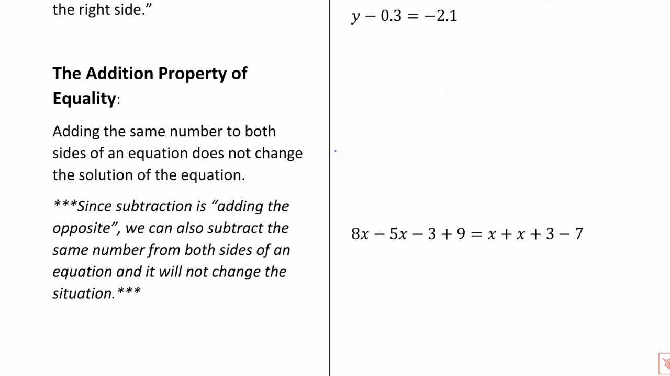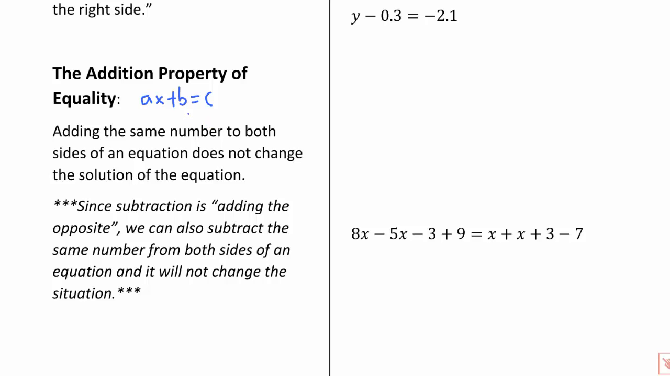Now then, here is the addition property of equality. It says, adding the same number to both sides of an equation does not change the solution of the equation. What we want to do is talk about solutions first of all. Again, ax plus b equals c is our equation where a is not equal to 0. The solution is any x value that when you plug in the x here and you simplify both sides, the left-hand side will equal the right-hand side. That's what a solution is.